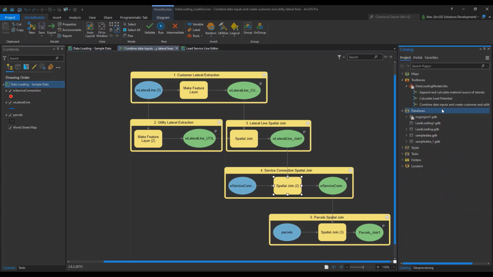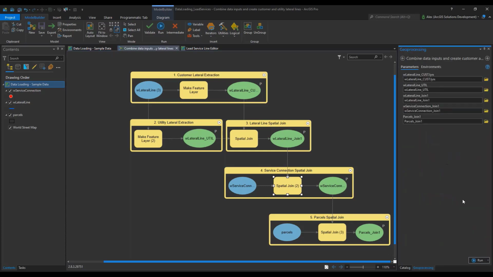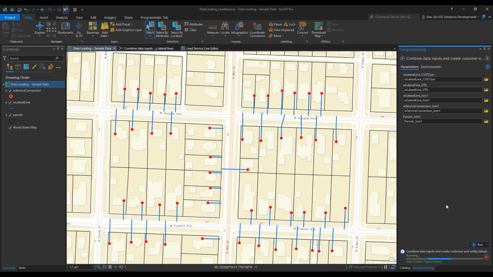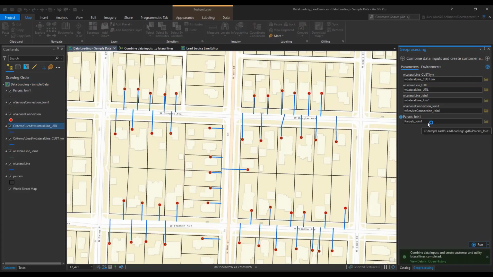So I'm gonna run this, and we have the parameters already populated. You open the map. And so this is gonna add all of those spatial joins to the map at once, but we just wanna focus on this last one, which is a parcels join, which is this point right here that's laid on top of the older service connection.